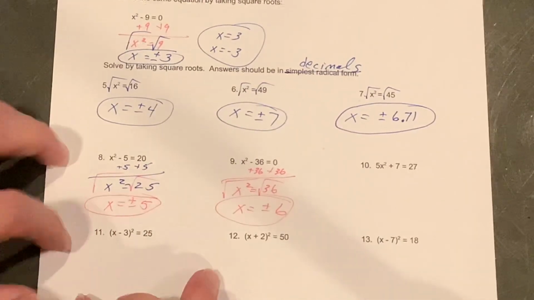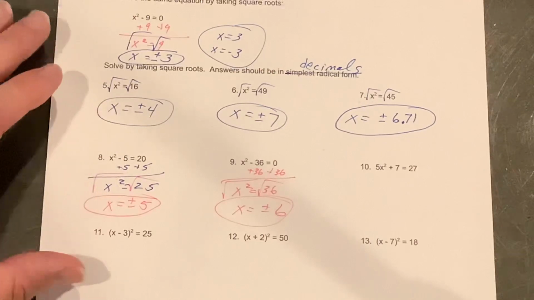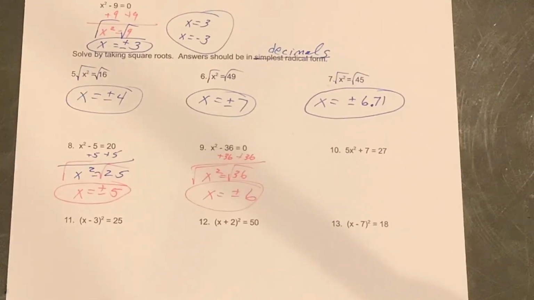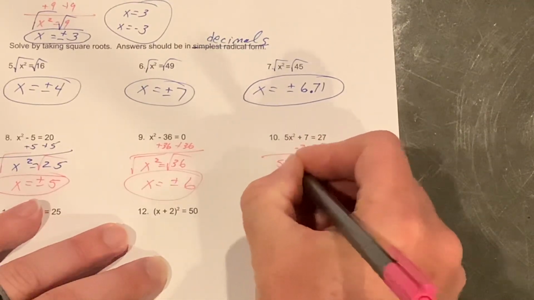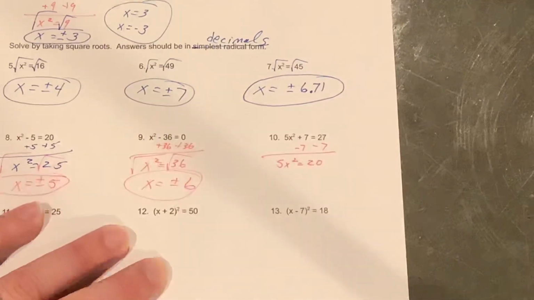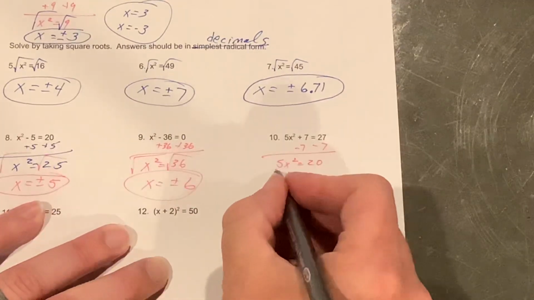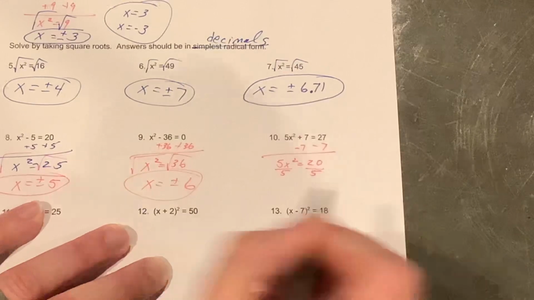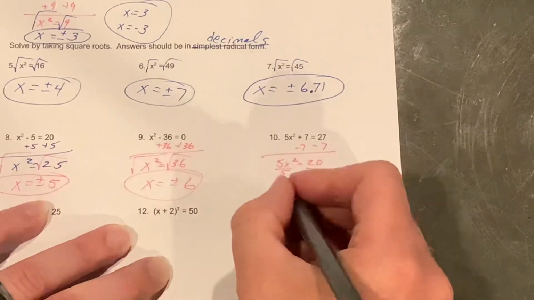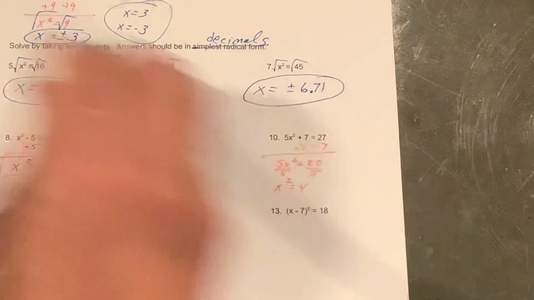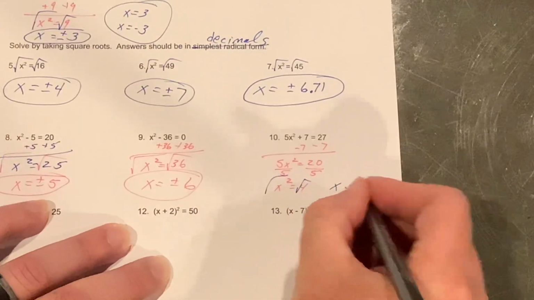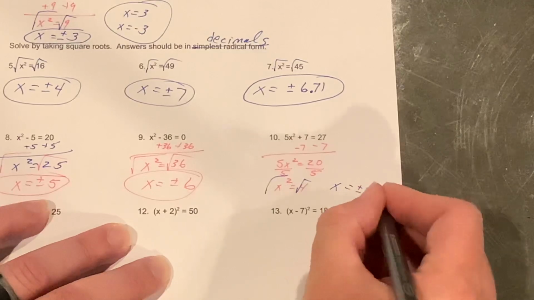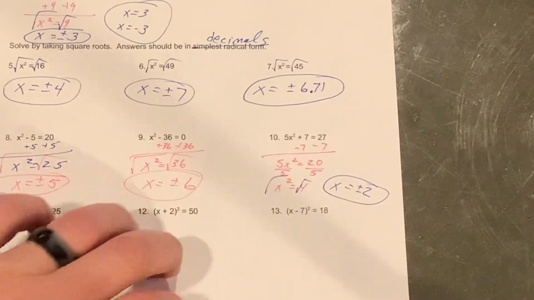Number 10 is going to take us 3 steps now. So we're taking baby steps to make these a little bit more difficult as we go. All right, so if we look at number 10, we're going to subtract 7 from both sides. That's going to give me 5x squared equals 20. Then we're going to divide both sides by 5, just like we would on a 2-step linear equation. That's going to get us x squared equals 4. And then to finish it off, we're going to take the square root of both sides, and the square root of 4 is 2, and don't forget plus or minus 2, 2 different answers for that particular problem.